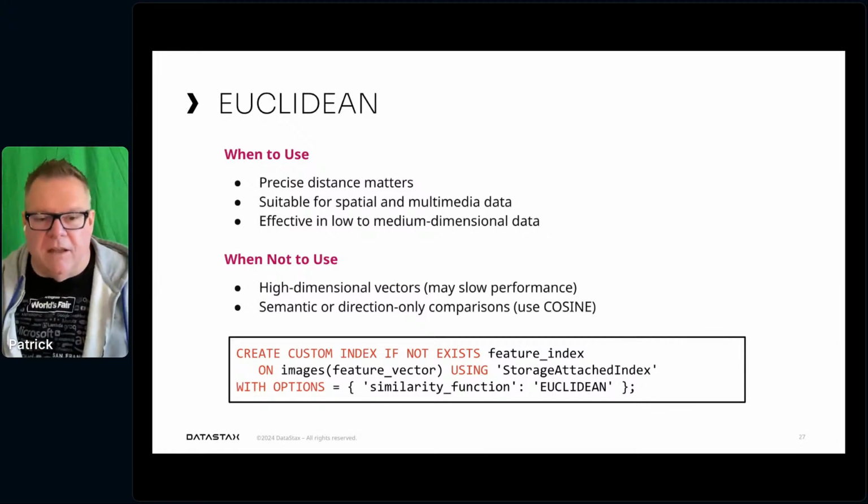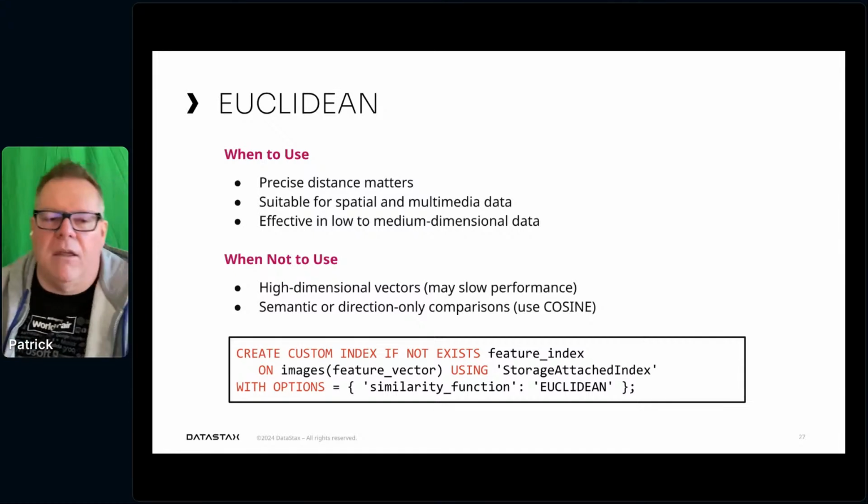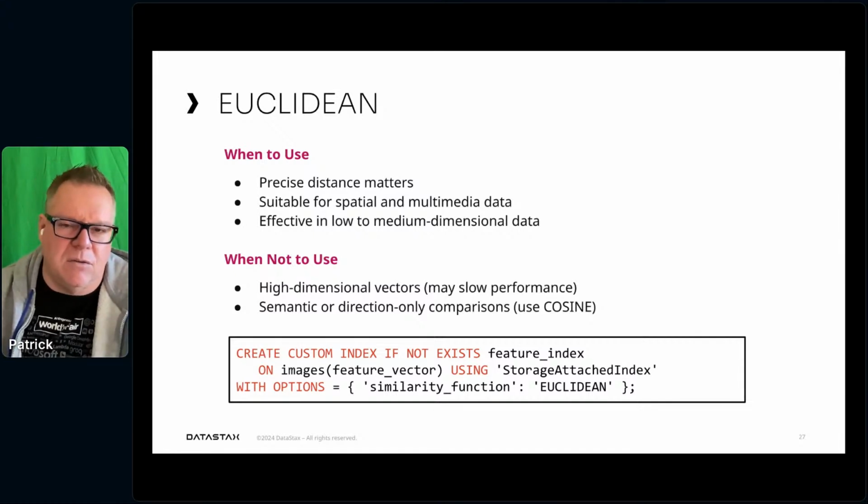But on the flip side, if you have really high dimensional data, like 1500 or more, it can be a little too cumbersome. Euclidean is a highly compute intensive algorithm, and you just pay the price for that as you go along. Cosine is probably going to be the better choice in this case.